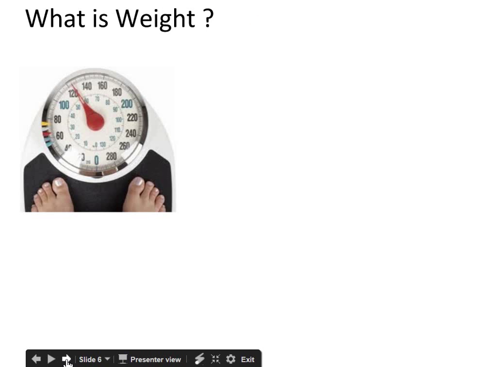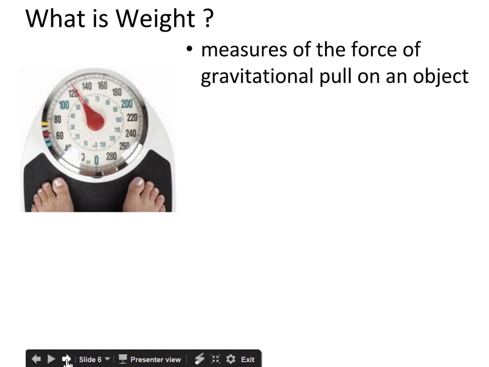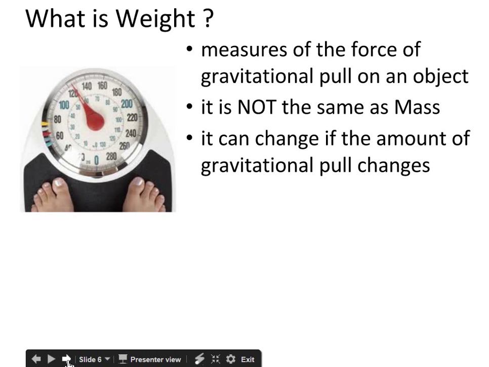So then we're going to talk about weight. And you think, well, what's weight? And what does that have to do with gravity? We're just talking about gravity. Well, weight is really a measure of gravitational force. It measures the gravitational pull on an object. And it's not the same thing as mass. A lot of times we talk about mass and weight being the same thing because on Earth they kind of are, but they really aren't. So that's kind of weird to say, isn't it? But the weight can change if gravitational pull changes.